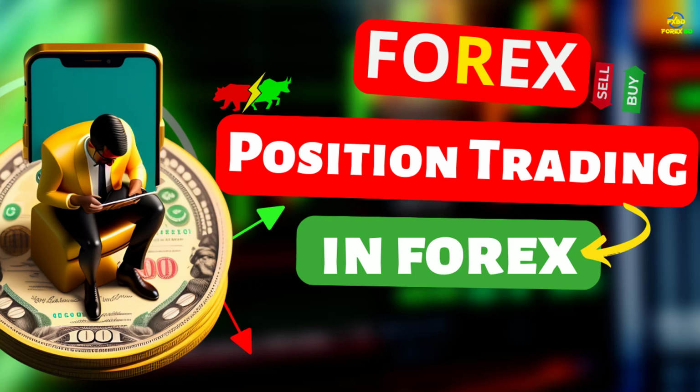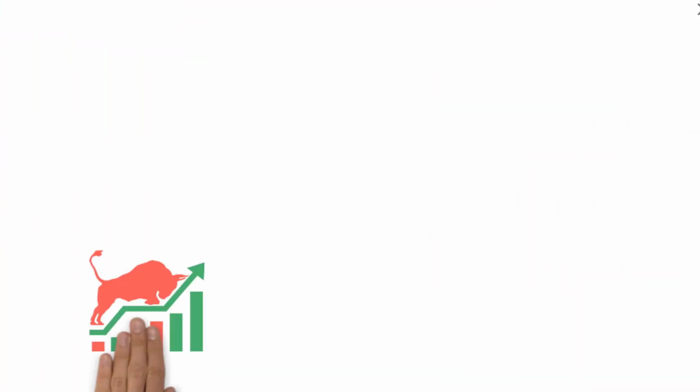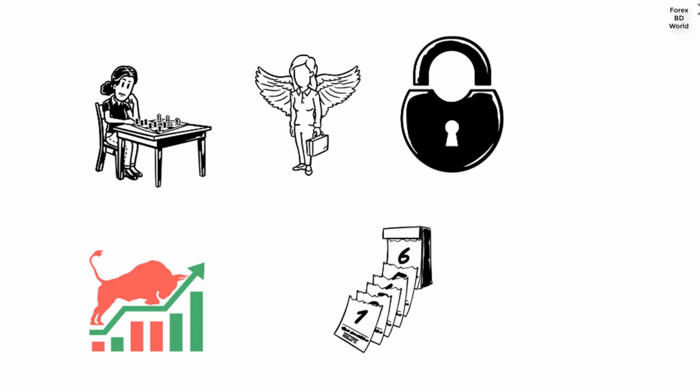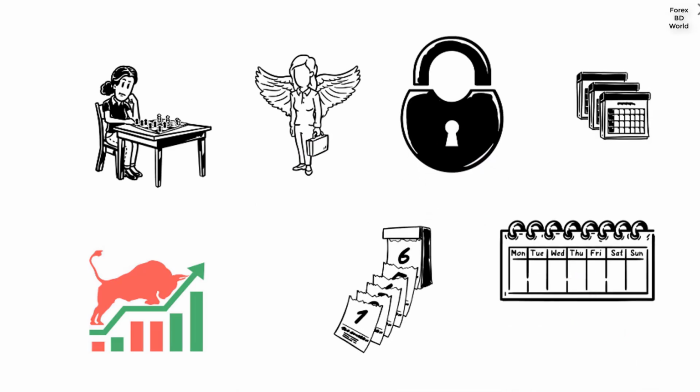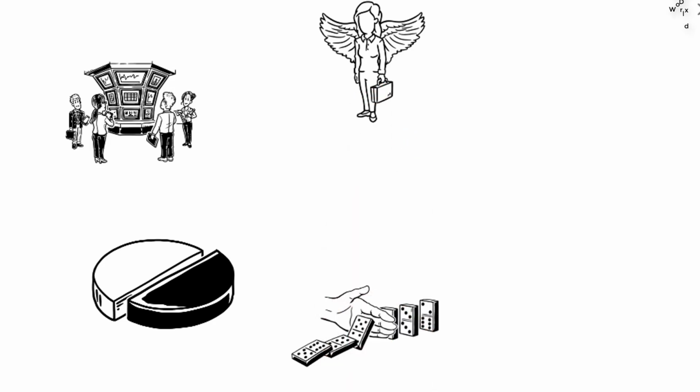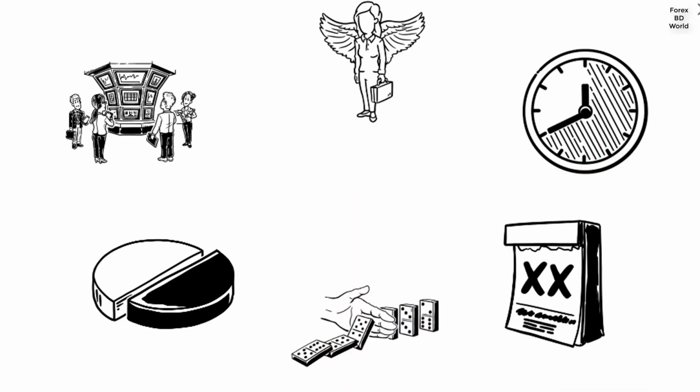Position trading in Forex. Position trading is an investment strategy where an investor holds a position in a security for a long period, ranging from weeks to years. This is in contrast to day trading or swing trading, where an investor holds a position for a short period, typically a day or a few days.